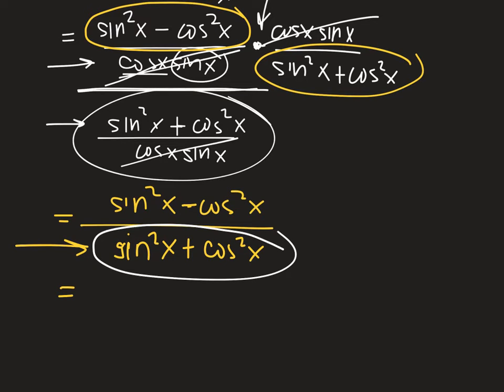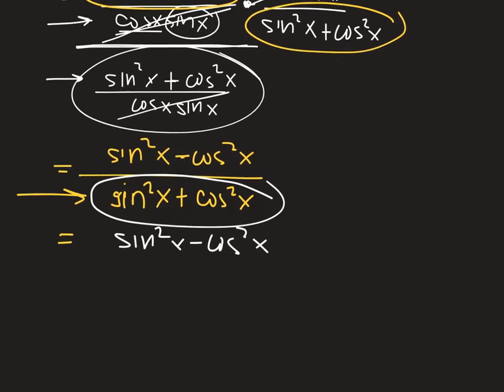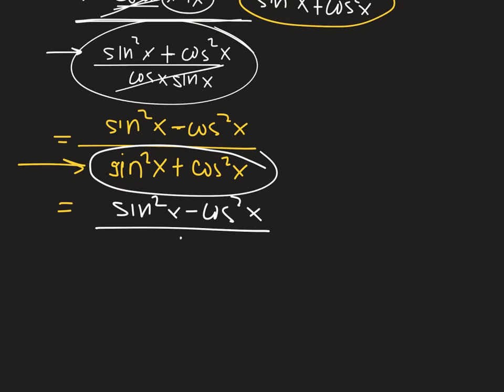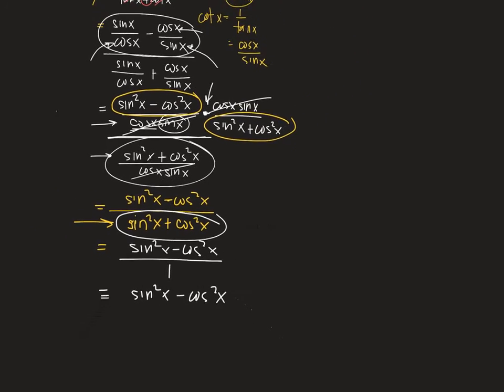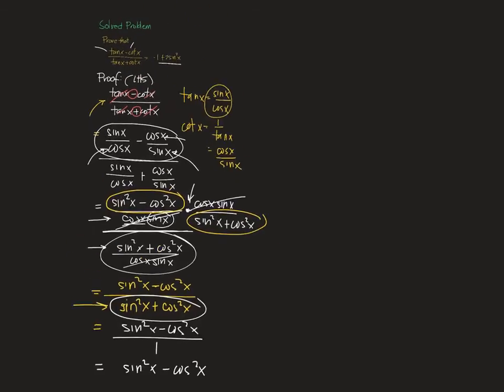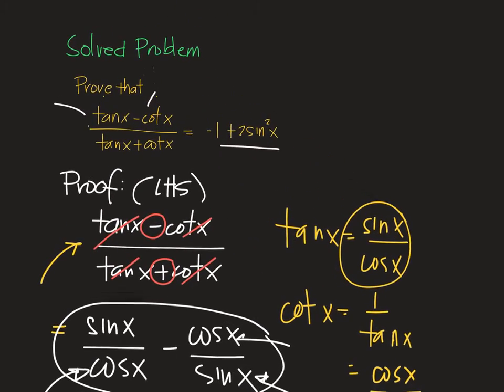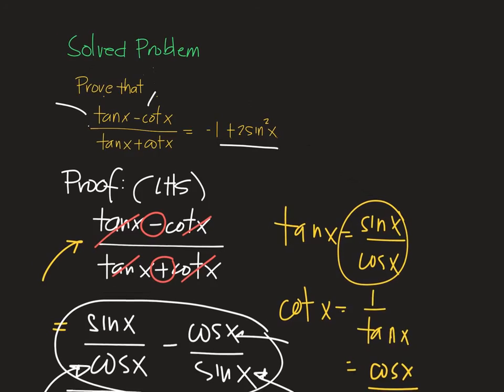So if this is 1, we can write it down so that you can show the step by step, because that is needed in proving. You have to show all the steps. Okay, so over 1 now, but dividing by 1 will result to the same expression. So we're almost there with our goal. Our goal is to get negative 1 plus 2 sine squared x.